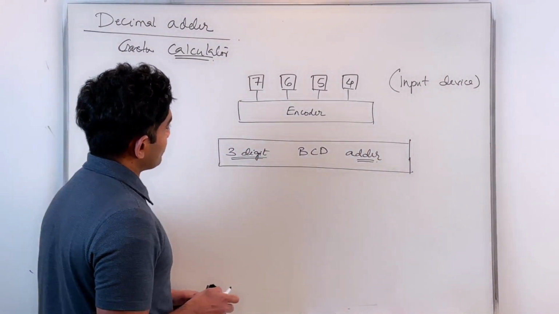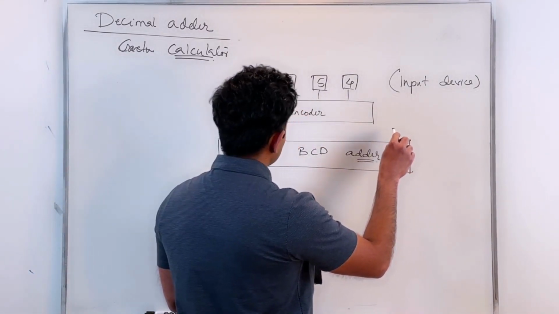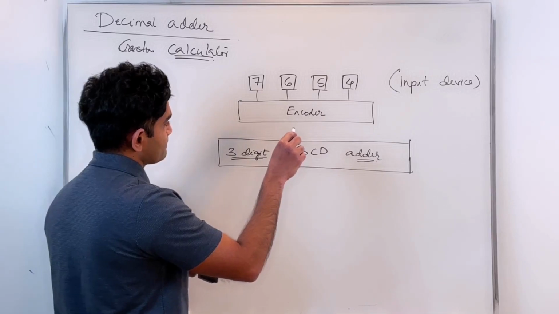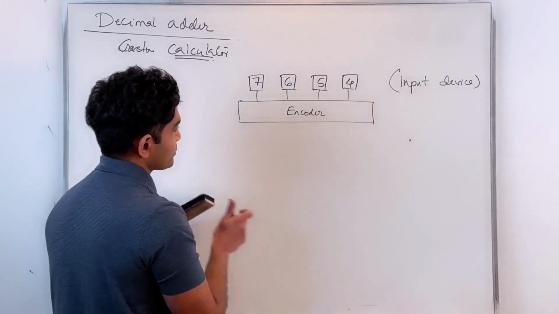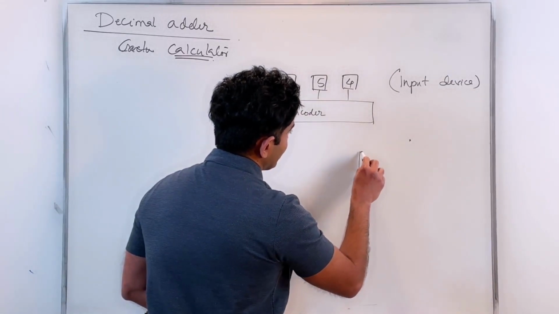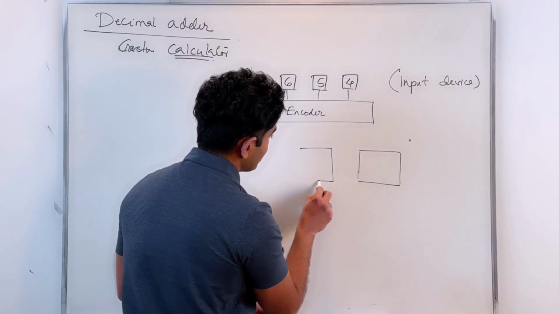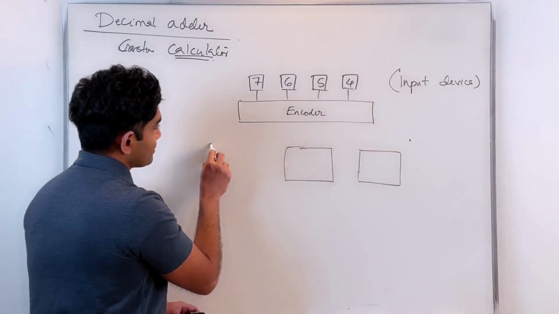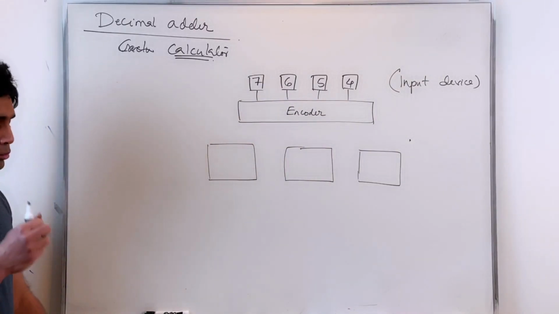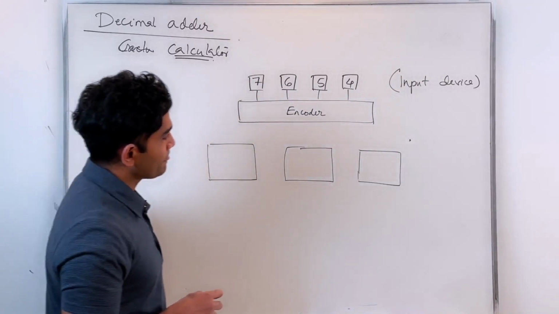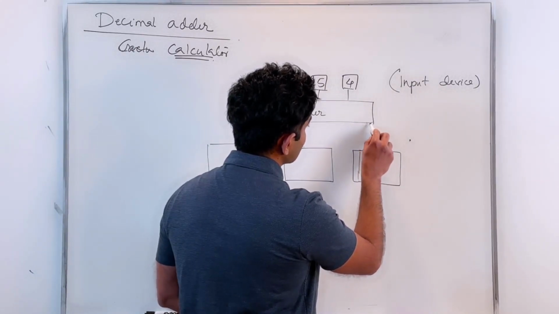Okay, what it means is, let me put it this way: 3 digits, right? So I need to have 3 of those adders, each adder adding 2 digits together. Okay. All right. So from here, I have the encoding.